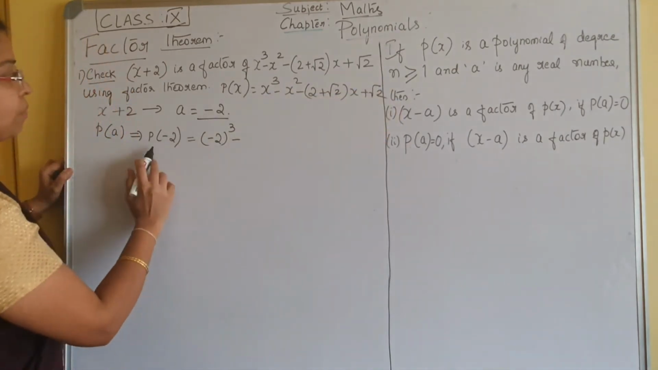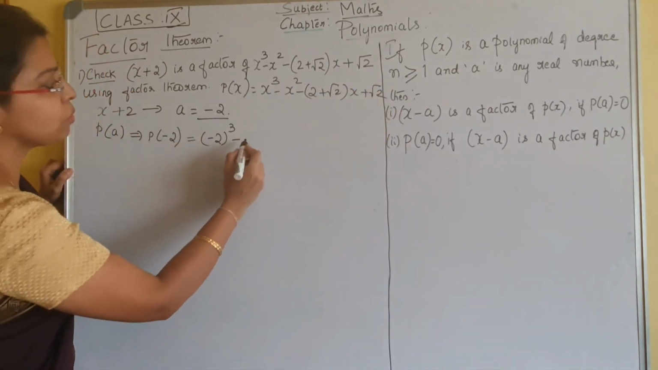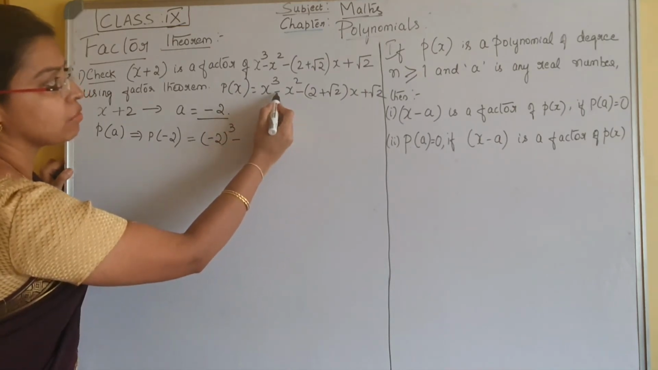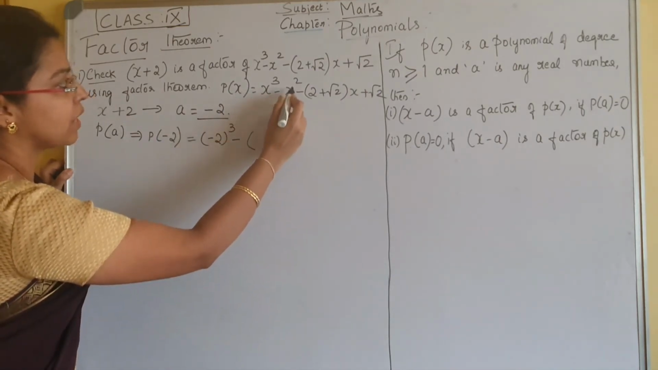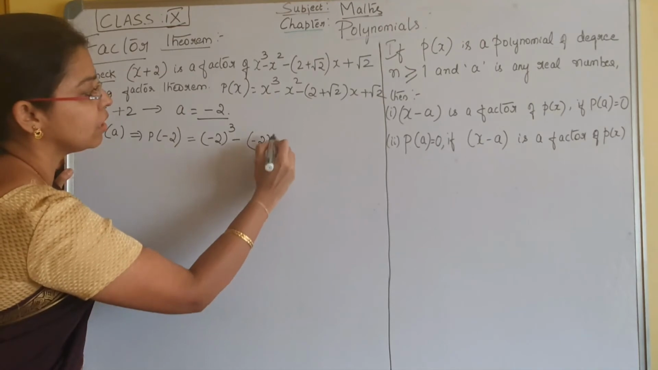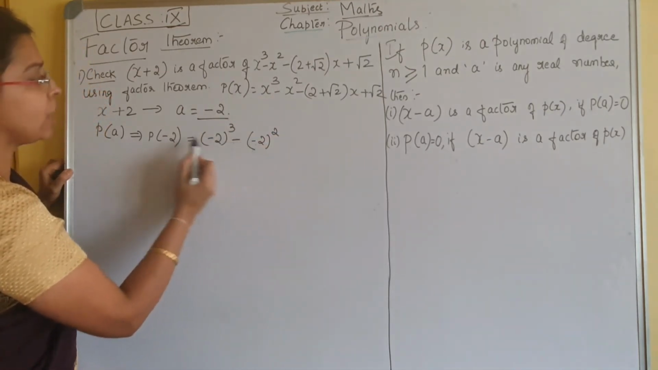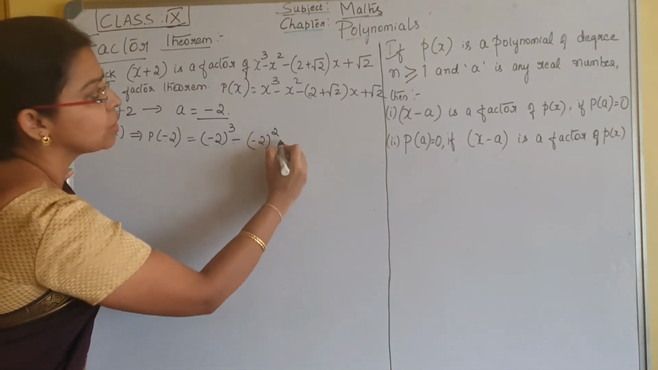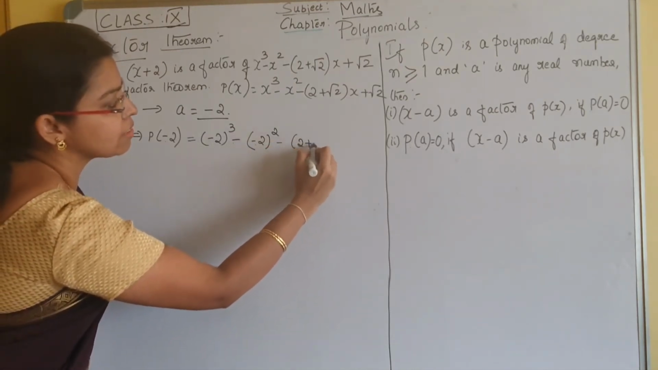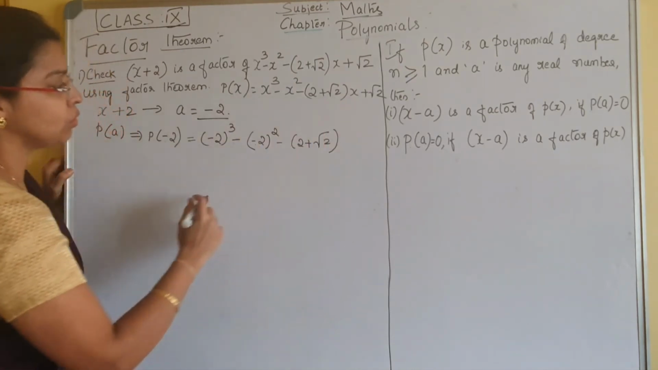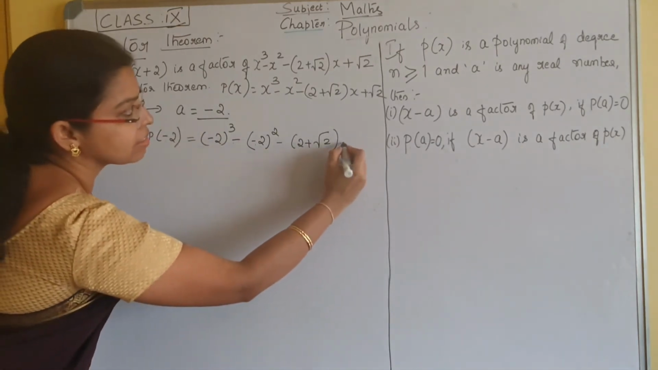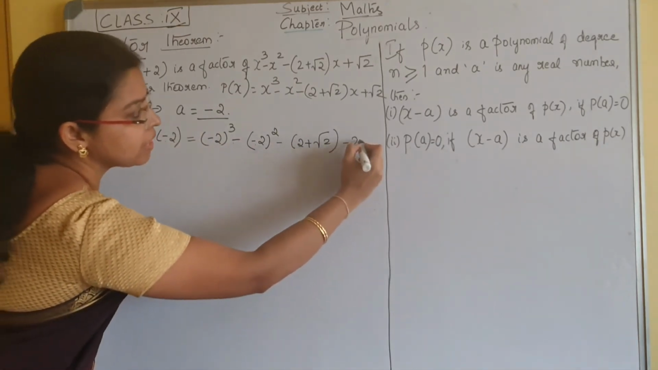Okay. So now p of minus 2 will be minus 2 the whole cube minus, be careful with the negative sign, x square again here is minus 2 the whole square. This minus is in the polynomial. And this is the value of a, minus 2. Then minus 2 plus root 2 into a is what? Minus 2 plus root 2.